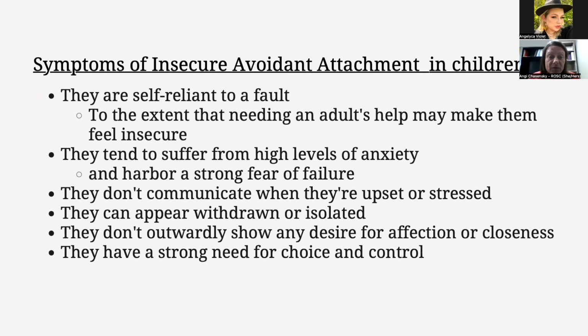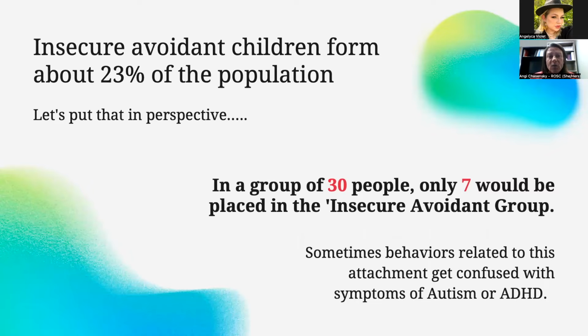They tend to suffer from high levels of anxiety and harbor a strong fear of failure. They don't communicate when they're upset or stressed. They can appear withdrawn or isolated. They don't outwardly show any desire for affection or closeness, and they have a strong need for choice and control. Insecure avoidant children form about 23% of the population.